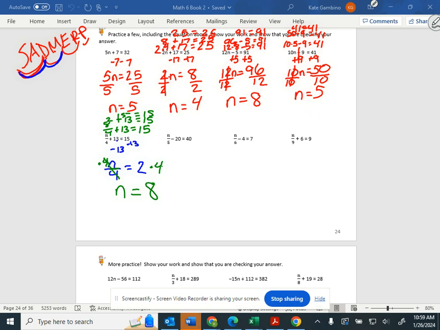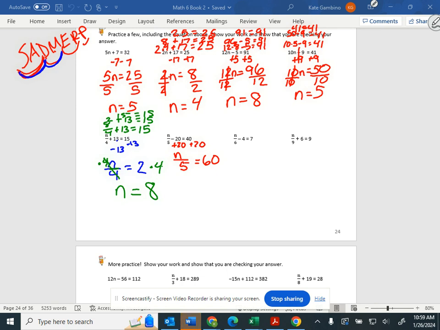Now I have n over 5 minus 20 equals 40. What's my first step? N over 5 minus 20 equals 40. Melanie. Yep, I'm going to add 20 to both sides because I had subtracted 20. So now I have to add 20. I have to do it to both sides. Minus 20 plus 20 cancels out to 0. So now I have n over 5, and then 40 plus 20 is 60.